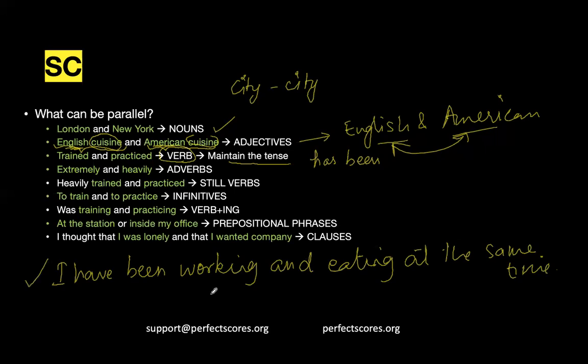Now, this is a correct sentence because you're talking about working and eating separated by "and", and they are parallel to each other. You can also say, "I have been working and have been eating at the same time." Grammatically, that's going to be correct. The only problem is that the option I have right now is more concise. So you have to take into consideration the concision factor.